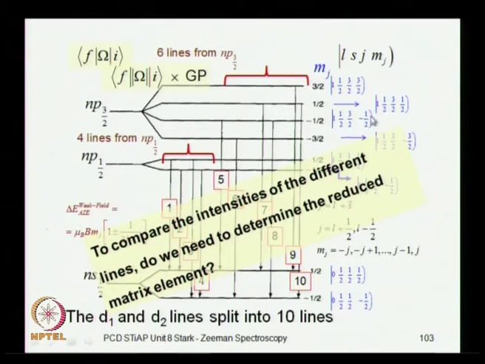So, just to illustrate this argument, we will take line number 5, which is from this level to this level, and take line number 10, which is from this level, which is 1, 1, 1/2, 3/2, 1/2, to, where does it go, it goes all the way here, which is the lowest level, which is 0, 1/2, 1/2, -1/2. Okay. So, let us take these two cases. The first one is line number 5, which is a transition from 1/2, 3/2, -1/2 to the 0, 1/2, 1/2, -1/2 state.